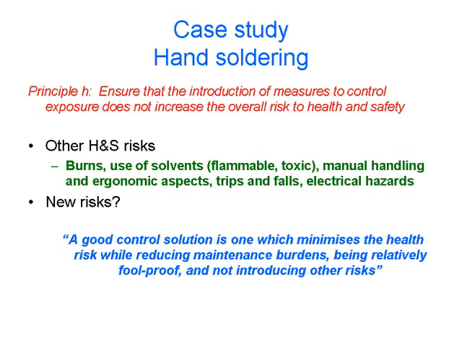Principle H. Ensure that the introduction of measures to control exposure does not increase the overall risk to health and safety. Other health and safety risks include burns, the use of solvents, flammable and toxic, manual handling and ergonomic aspects, trips and falls, and electrical hazards. Are there any new risks? A good control solution is one which minimises the health risk while reducing maintenance burdens, being relatively foolproof and not introducing other risks.